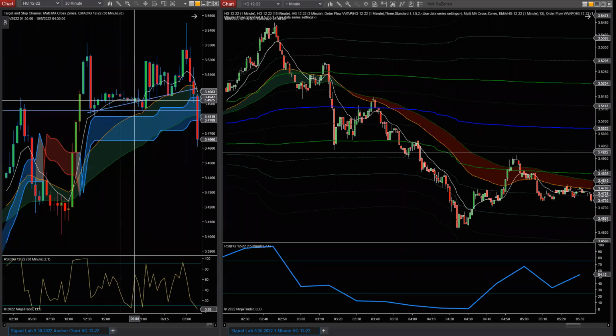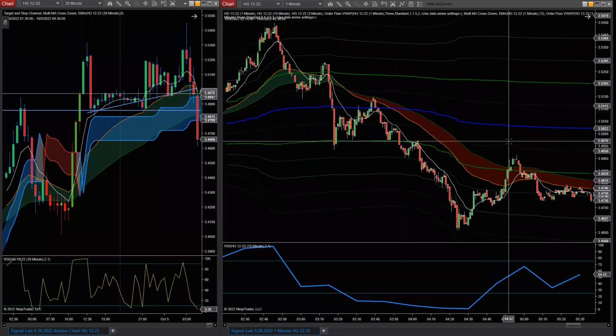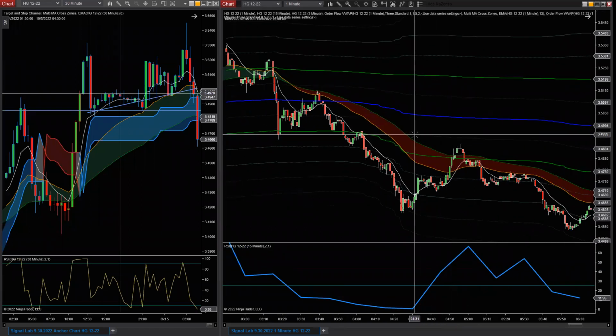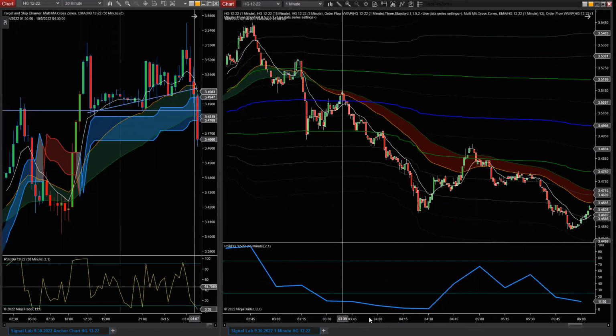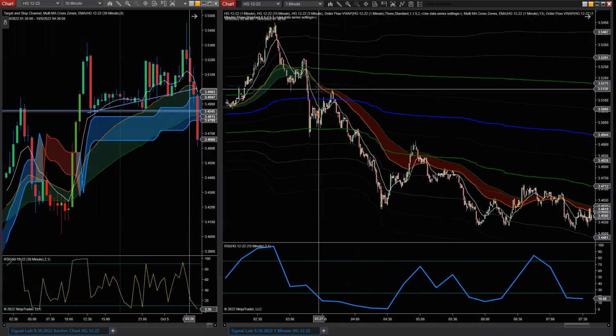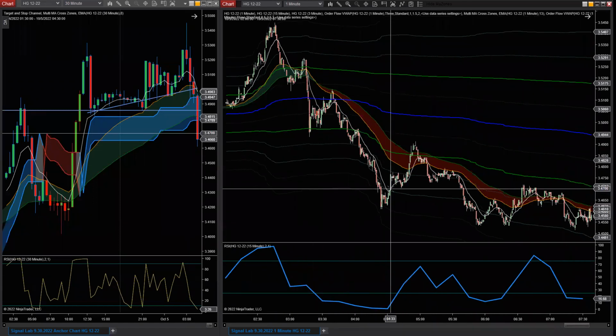You want to always look at 2 charts, get that bigger picture context, see where you're at, and then look to trade it off the smaller time frame in confluence with larger time frame.